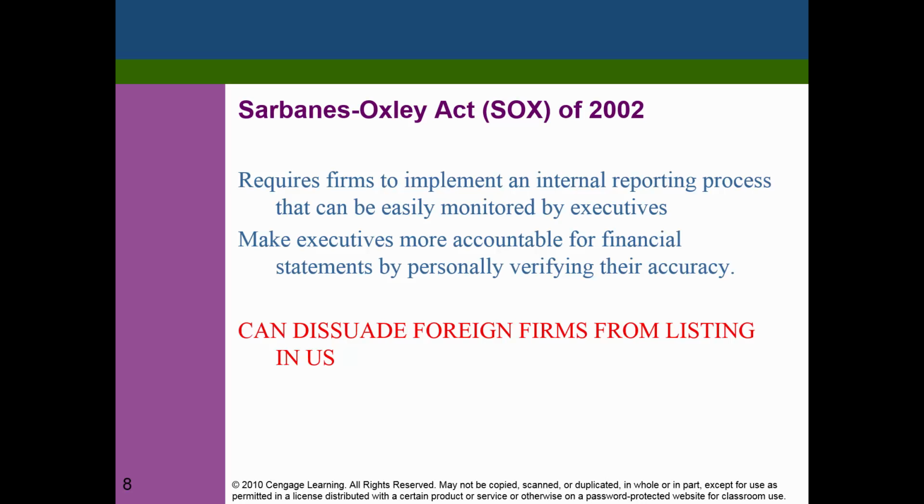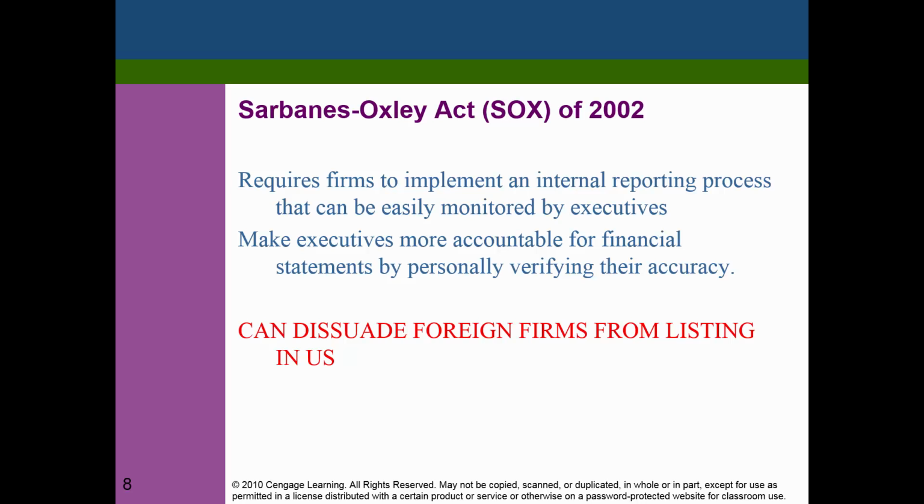Okay. Now, in the US, perhaps one of the biggest legislation that took place was the Sarbanes-Oxley Act of 2002. Now, what does it mean? Basically here, it requires firms to implement an internal reporting process that can be easily monitored by executives. And it also makes executives more accountable for financial statements by personally verifying their accuracy.